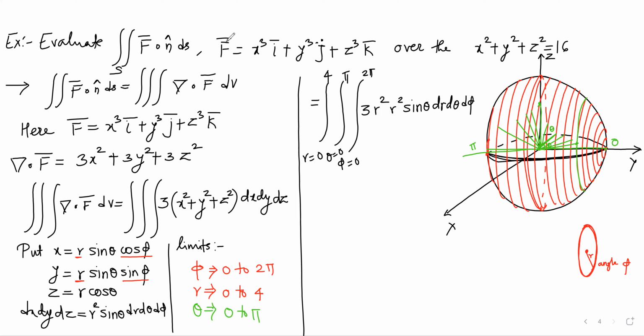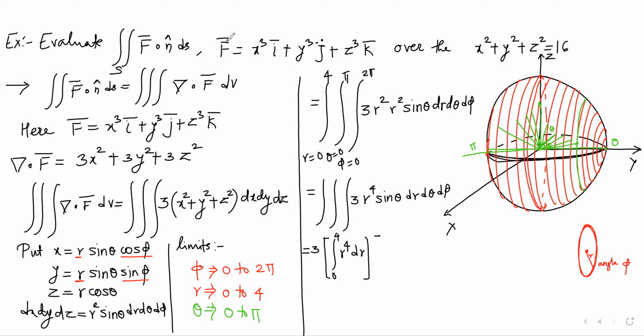So this becomes the triple integral of 3 times r raised to 4 sine theta dr d theta d phi. And now see, they are all multiplication. So I just take the integral of r raised to 4 separately, that is from 0 to 4. The integral of sine theta separately, where theta is from 0 to pi. And the integral of d phi separately. There is no term.